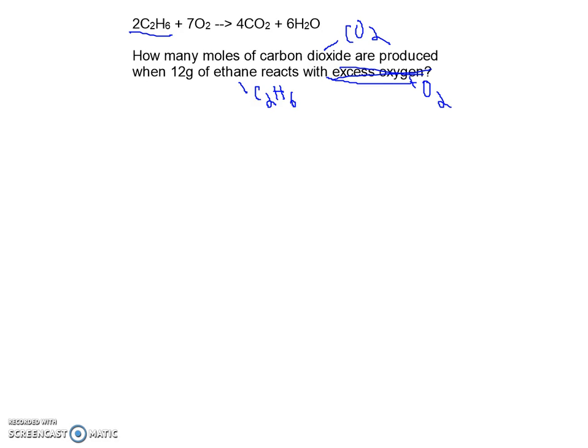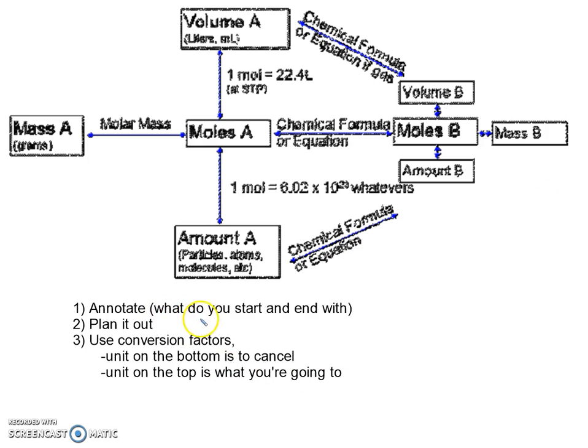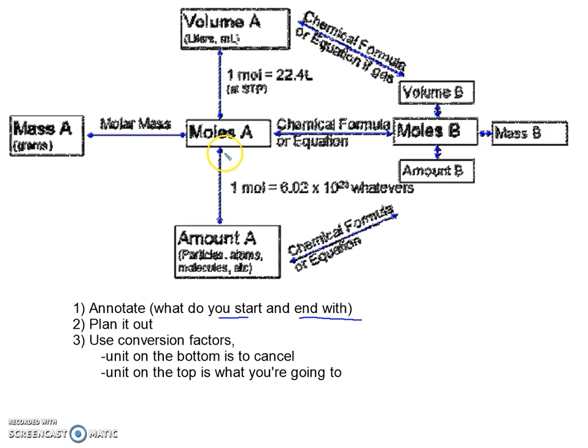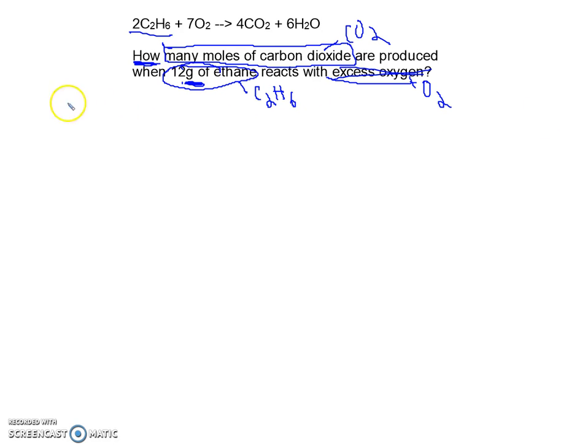And then if I look back at my steps, I have to figure out what you start with and what you end with. Look for the question words: it's asking how many moles of carbon dioxide, and it's giving me 12 grams of ethane. So I know I'm starting with grams, and grams is a mass. It says grams right here. So now I know I'm starting with mass A, and it's asking for moles of carbon dioxide.